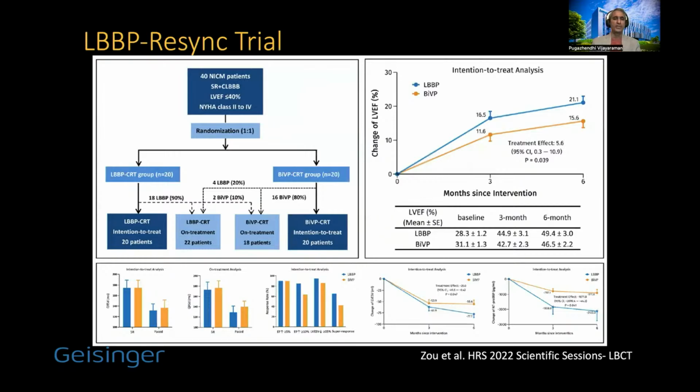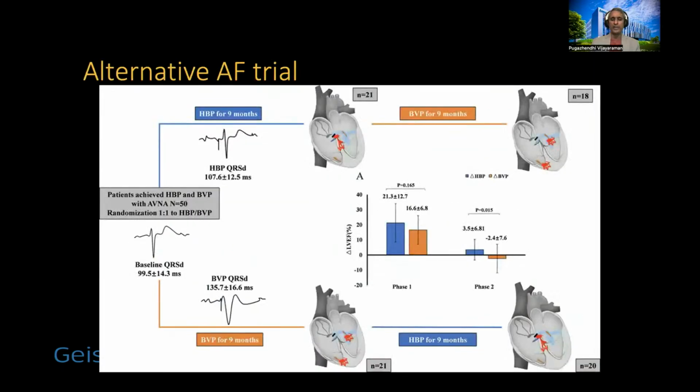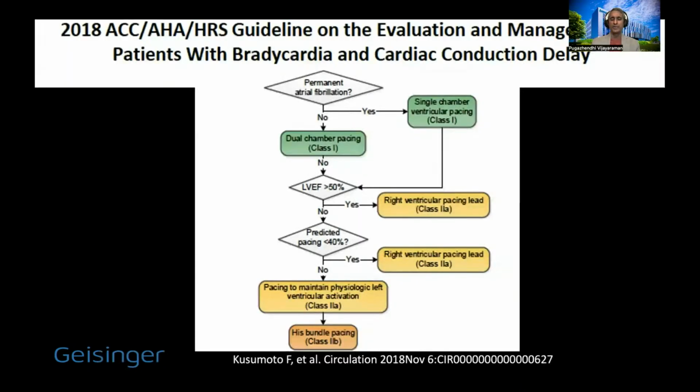And recently, left bundle branch pacing was compared with biventricular pacing in a smaller randomized clinical trial of 40 patients, showing left bundle branch pacing can be associated with superior LV ejection fraction improvement compared to biventricular pacing in this population. And another crossover randomized study of His bundle pacing versus biventricular pacing in patients undergoing AV node ablation with reduced ejection fraction showed greater improvement in LV function utilizing His bundle pacing in the setting of AV node ablation compared to biventricular pacing. So where do we go from here?